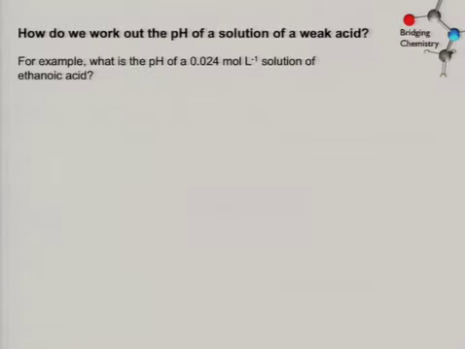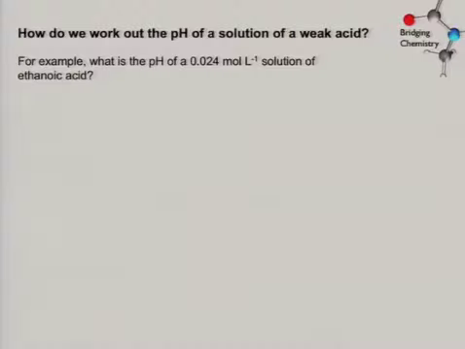Right then, so now, how do we work out the pH of a solution of a weak acid? Earlier we saw that if we said what is the pH of 0.1 moles per litre hydrochloric acid, then you go, oh, hydrochloric acid is a strong acid. I know this because I'm not given a pKa value for it, or I just remembered. So working out the pH is nice and straightforward.